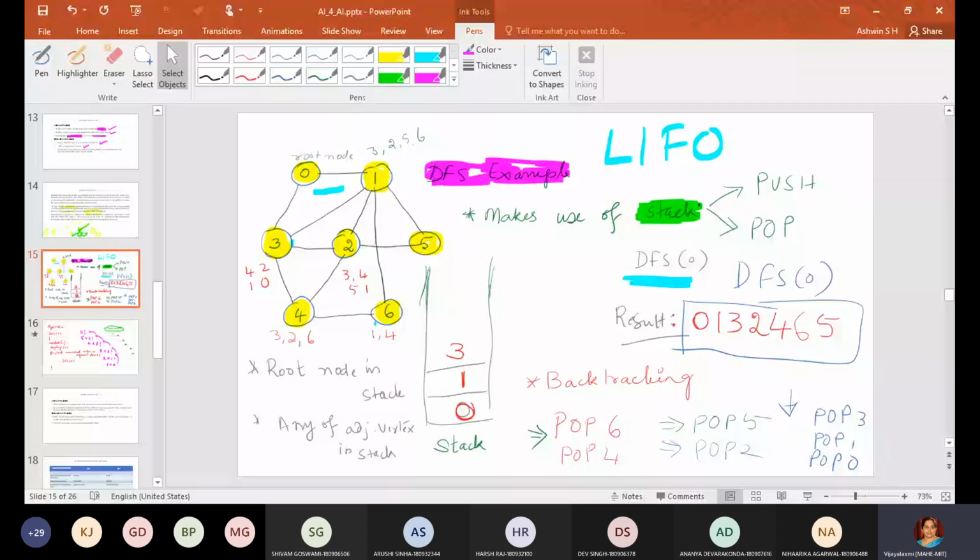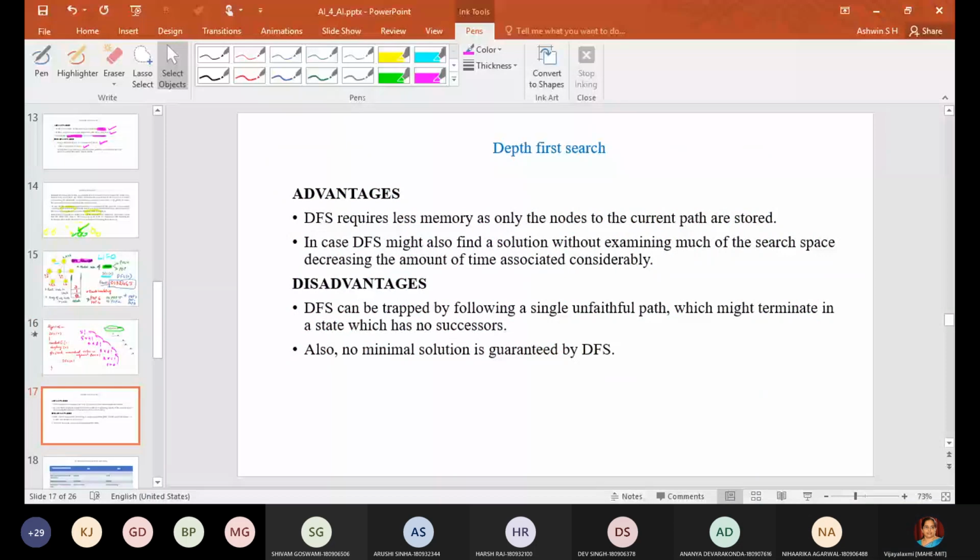This is about DFS. Now coming to the advantages and disadvantages. Compared to BFS, DFS requires less memory, because only the nodes on the current path are stored. You are doing it one by one. DFS might also find a solution without examining much of the search space, decreasing the time associated. That means comparatively, its space complexity and time complexity are better than BFS.